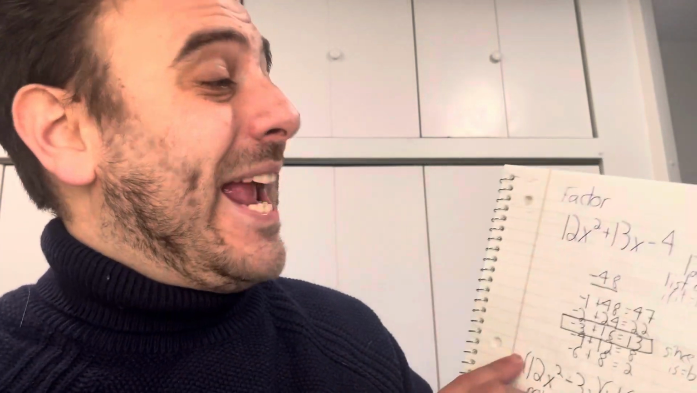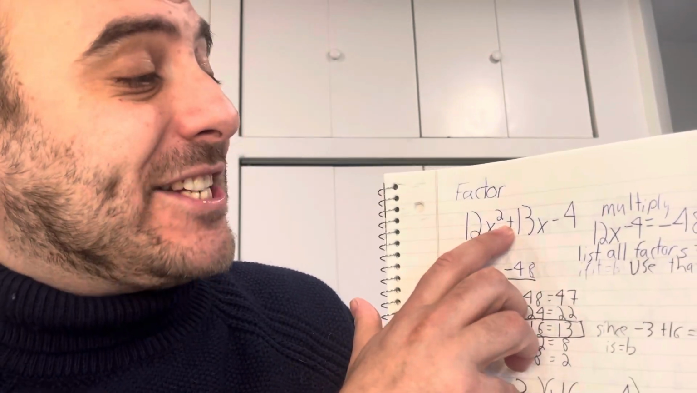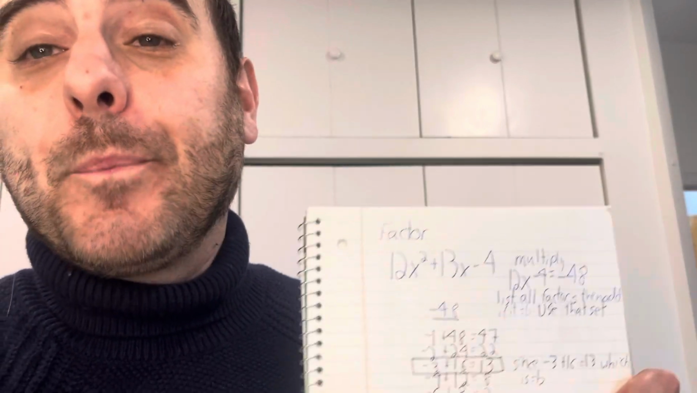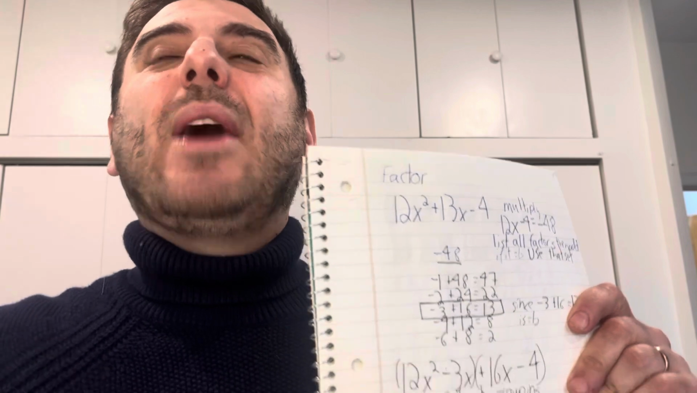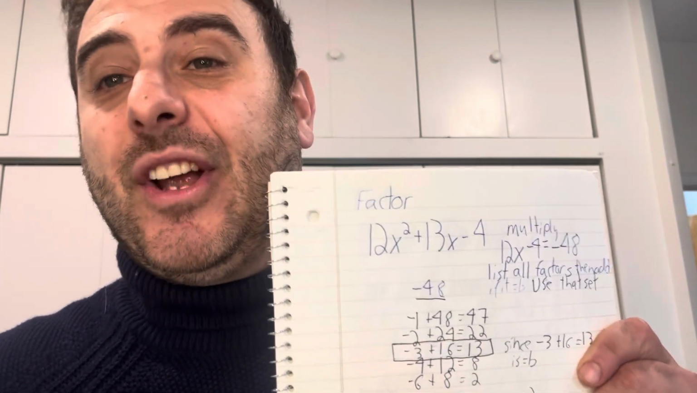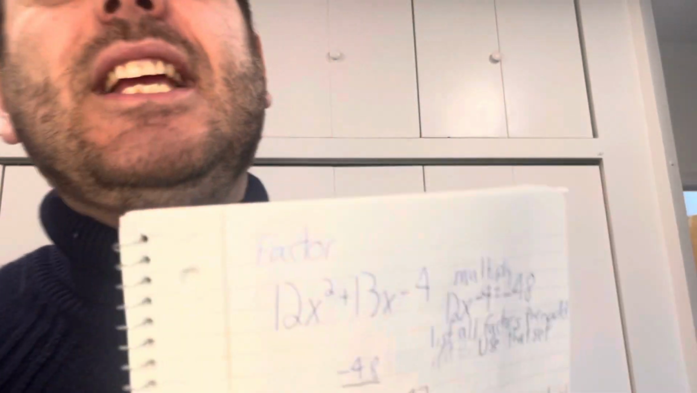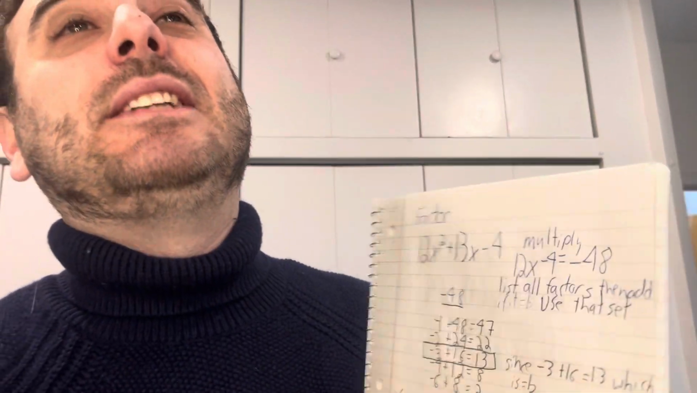Hi, back again with problem number 4. In this one, we are factoring the expression 12x squared plus 13x minus 4. The problem with this expression is that we now have an a coefficient. A doesn't equal 1. And we have a c coefficient. C doesn't equal 1 or 0 to make the problem a little bit simpler.